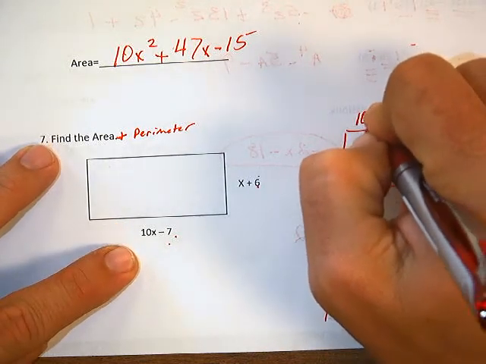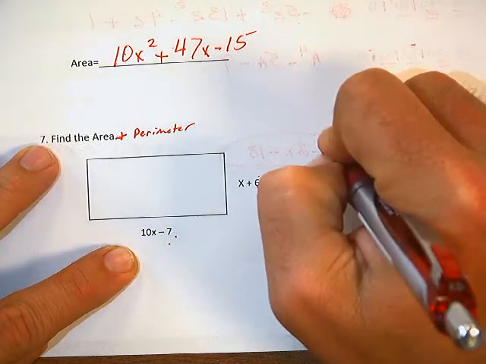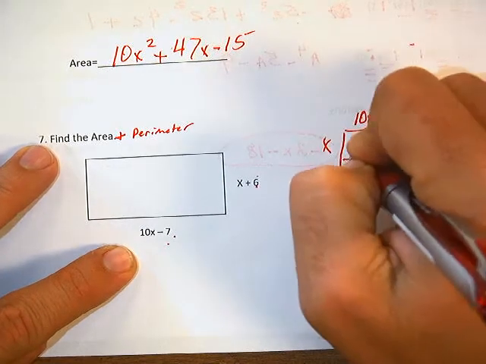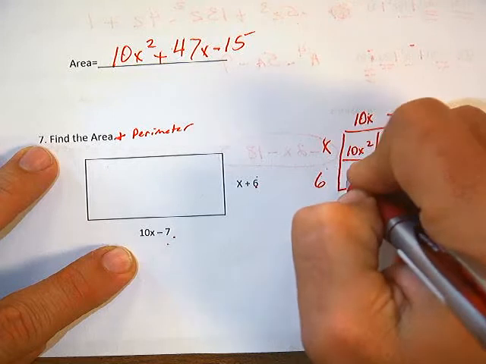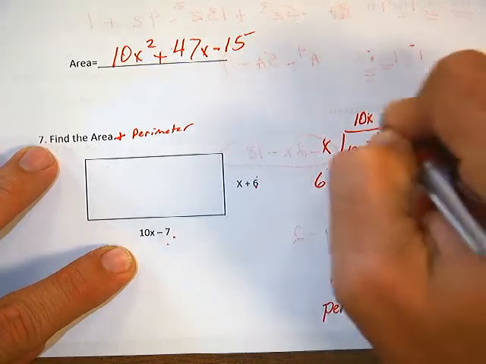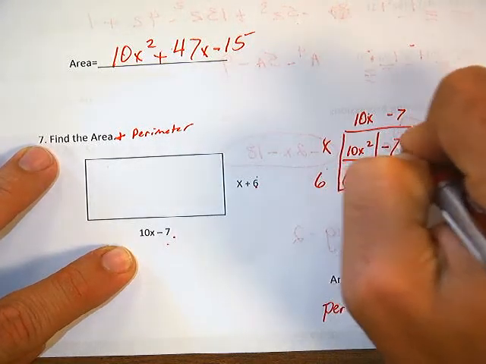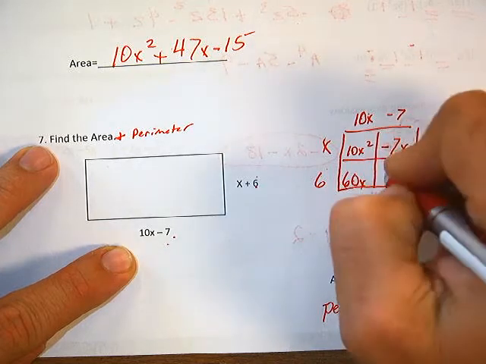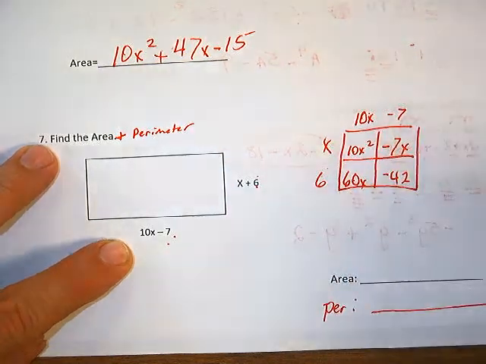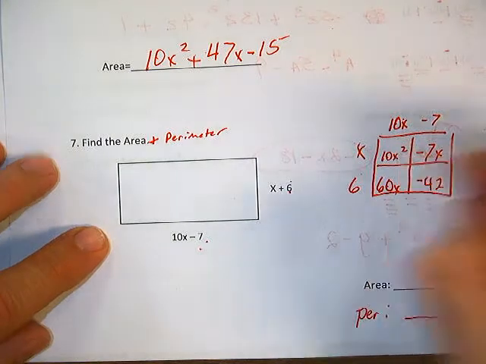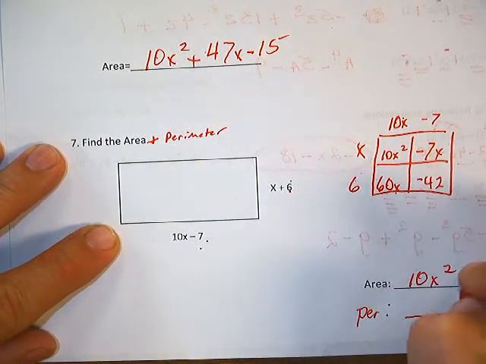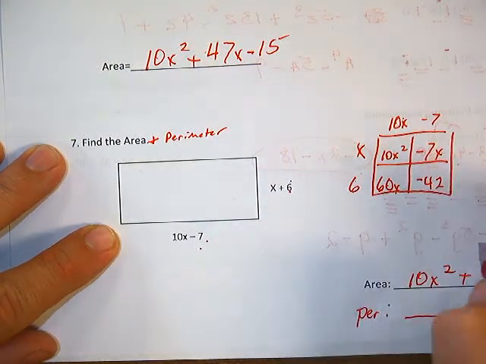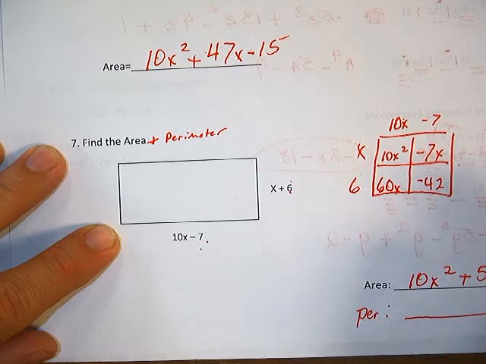Okay, 10x minus 7, x and a positive 6. We have 10x squared. 10x times 6 is 60x. Negative 7 times x is negative 7x. Negative 7 times 6 is negative 42. Okay, so we have 10x squared plus, add those together, that's plus 53x minus 42.